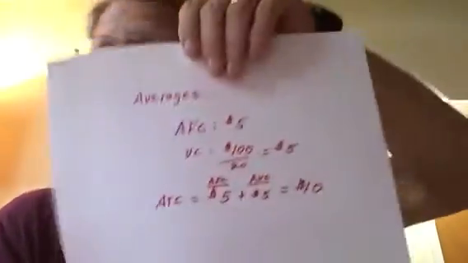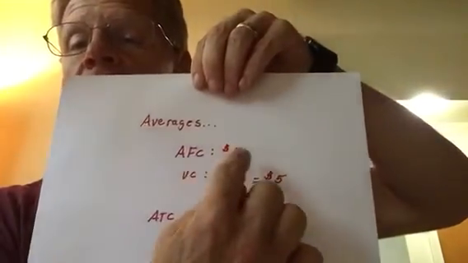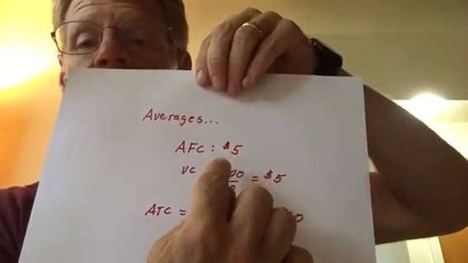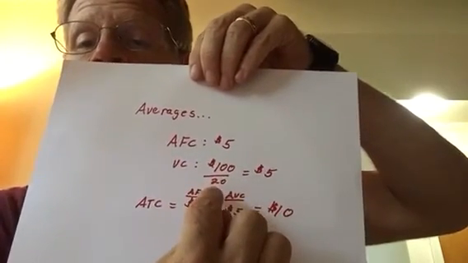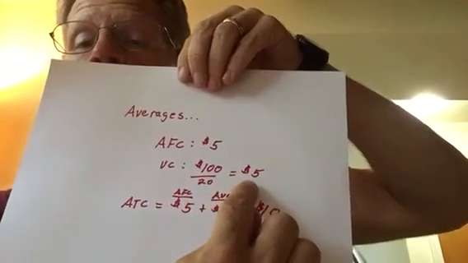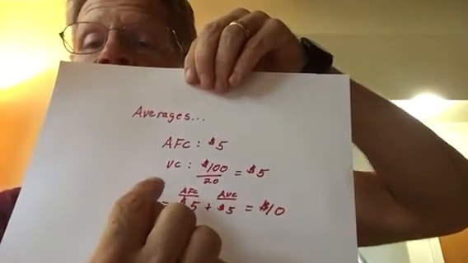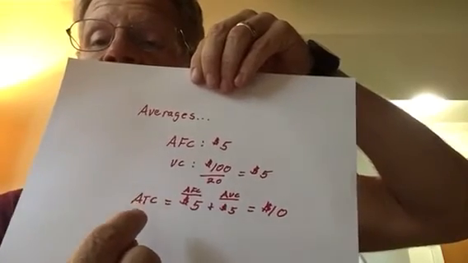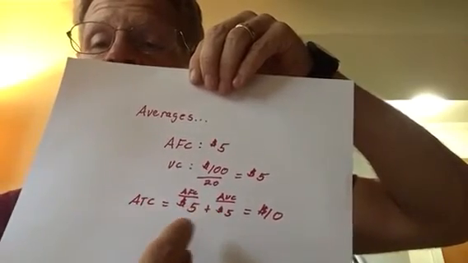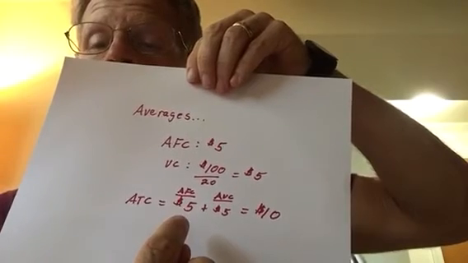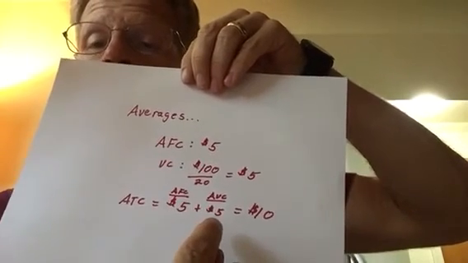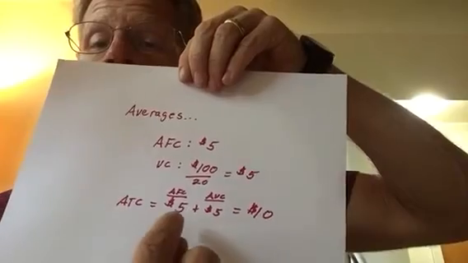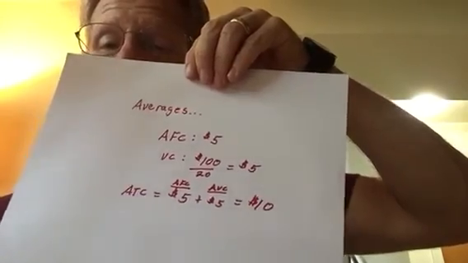Now, this final part, let's do it as averages, okay? This might be simpler. There's the AFC we were given of $5. We were given the variable cost of 100, so let's divide that by 20 right now to also get $5. So now we have AVC and we have AFC. Now we know that ATC is simply the sum of the two types of costs. So AFC, 5, we were given that. AVC, 5, we did some fancy math to get that. 5 plus 5 equals 10.